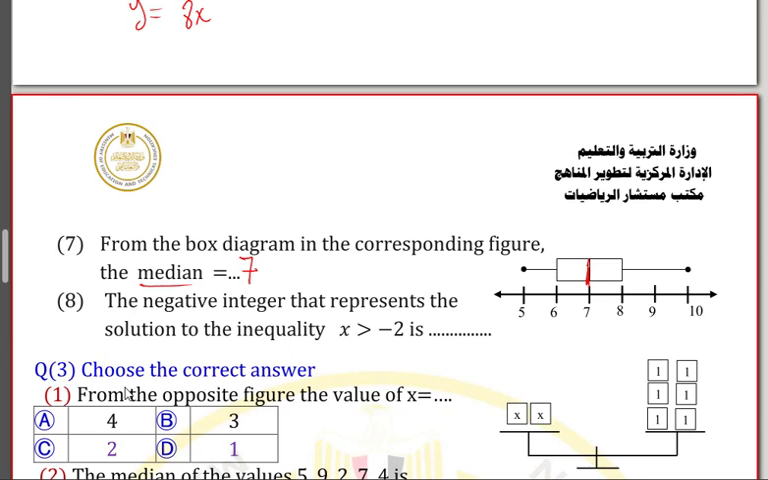The negative integer that represents the solution of the inequality x is greater than negative 2. Its solution is the numbers which are more than negative 2. Which numbers are more than negative 2? We have negative 1, 0, 1, 2, and so on. We are going to positive numbers, so the only negative number in this solution is negative 1. So the answer is negative 1, the only negative integer in the solution of this inequality.